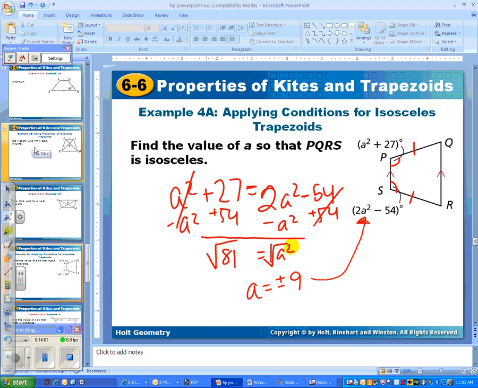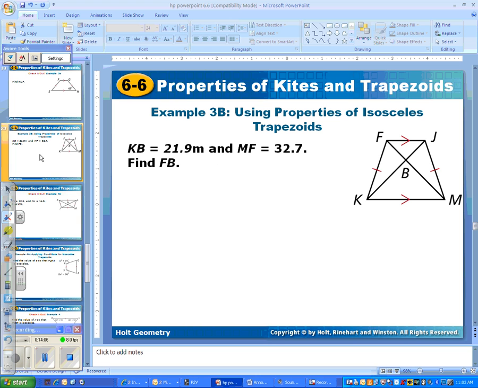The third type of question I can ask you for isosceles trapezoids deals with their diagonals. Remember, in isosceles trapezoids, sorry, I'm so used to saying triangles, we know that the diagonals are going to be congruent. So, looking at this information, they tell you MF, that's the entire diagonal, is 32.7. So that means that this entire diagonal also has to be 32.7. So we know KJ equals 32.7.